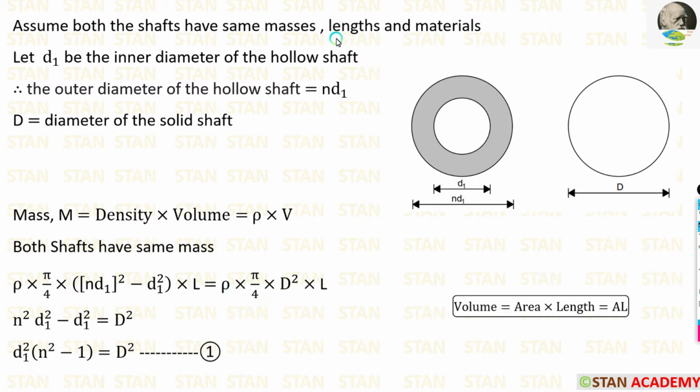We are also assuming that both of the shafts have the same length, so we can cancel the length, the density and pi by 4. The remaining is n square d1 square minus d1 square on one side, and D square on the right side. Here d1 square is common, so we take it outside. The remaining will be n square minus 1. Let us keep this as equation number 1.